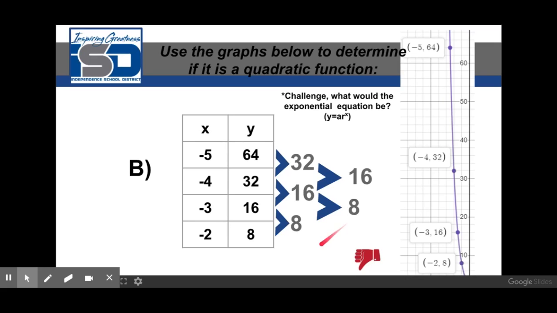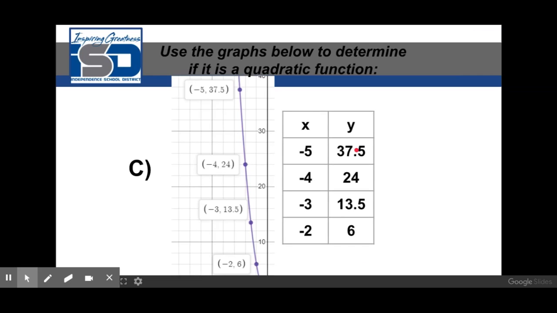My starting point this time, if I look at -2, I could go to -1 and then go to 0, and that's where I want to be. So that means I need to divide 8 2 more times. So 8 divided by 2 is 4, and then 4 divided by 2 is 2. So our equation should have been y equals 2 times 1/2 to the x, because it has a decay factor of a half.